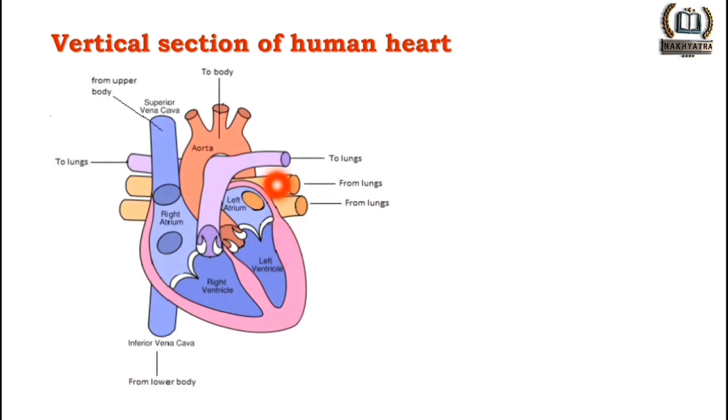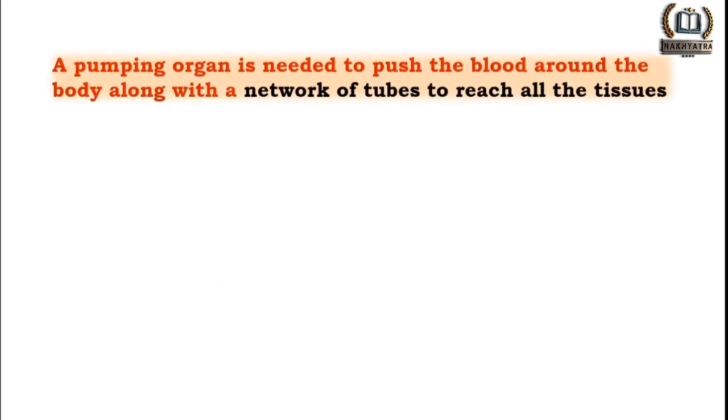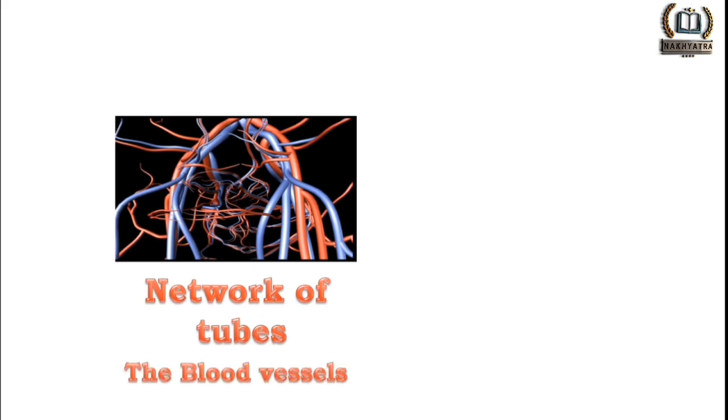And this is the vertical section of human heart. I hope everybody is clear now. So a pumping organ is needed to push the blood around the body along with a network of tubes to reach all the tissues. So eta pumping organ dorkar jate guti blood to push koribo pare amar whole body le. Logote blood to guti amar tissues bilakole pabole hole kisumane tubes or network dorkar.